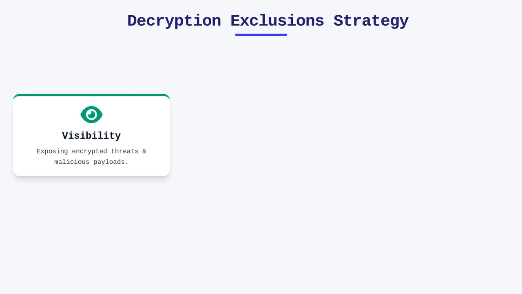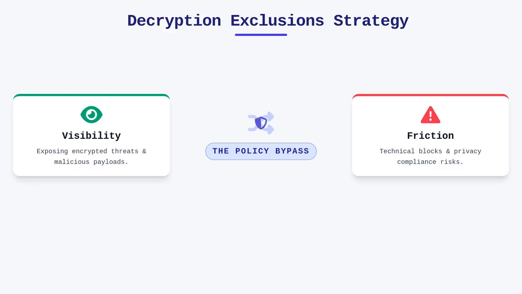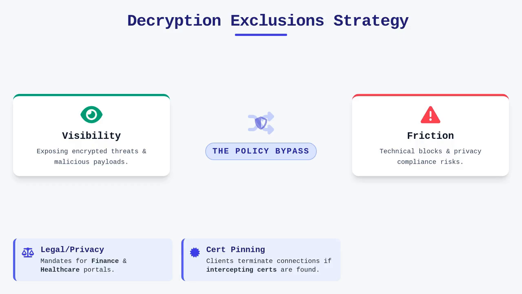Decryption is fundamentally a double-edged sword that provides visibility into encrypted threats, yet introduces significant friction for sensitive traffic. When we talk about decryption exclusions, we are essentially defining a deliberate policy to bypass the SSL forward proxy for specific flows. This is not merely an optional feature, but a necessity dictated by legal, financial, and technical constraints.